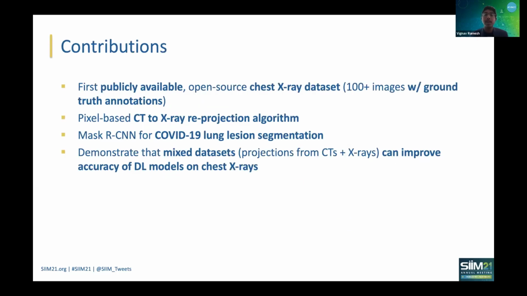To address these issues, we developed an automated pipeline for COVID-19 lung lesion segmentation on chest X-rays. Due to the lack of publicly available annotated chest X-ray data, we implemented a reprojection algorithm to generate coronal X-ray projections from annotated volumetric CTs to augment small X-ray training datasets. We then trained a mask RCNN model on this mixed dataset, which achieves superior accuracy to past methods with only limited supervised training.